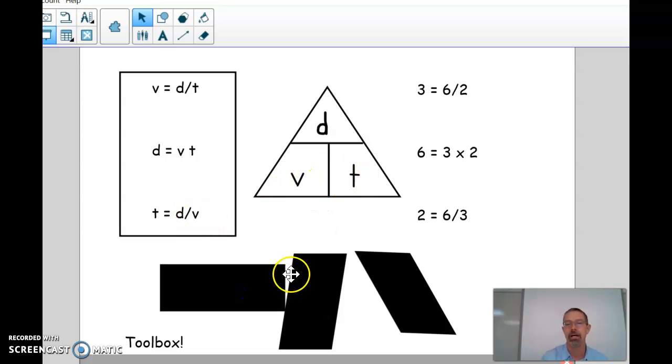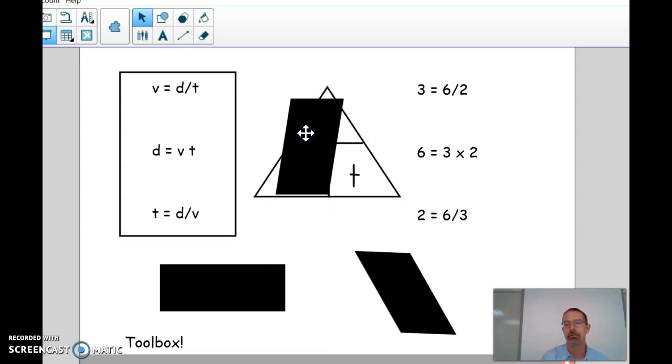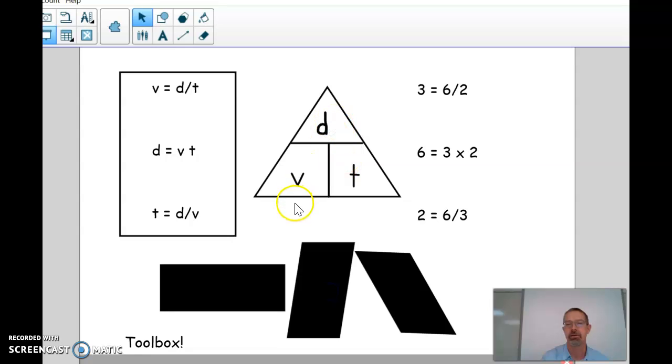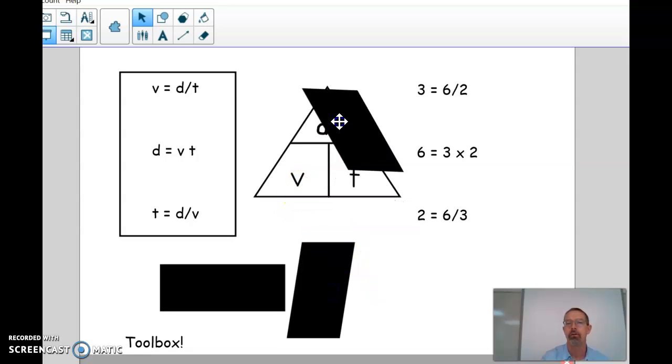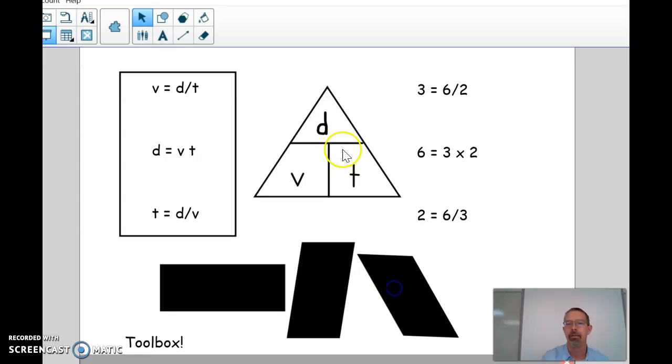Or maybe you want time. You're looking for time, you don't know what it is. Well, that's distance divided by velocity. So whatever you are looking for, this would be divided by that, this would be divided by that, this times that. So if you use this triangle, it's a little trick to kind of help you out and remember which equation you need to use.